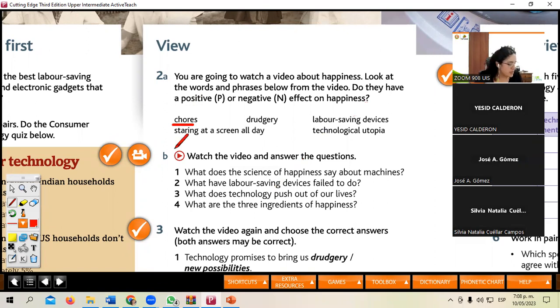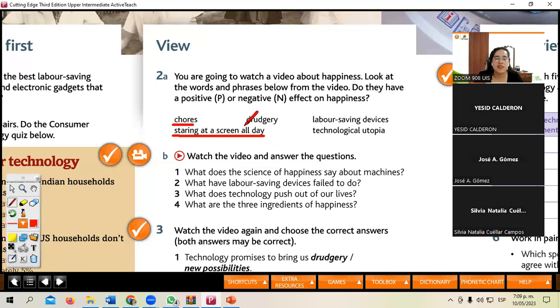Then we have staring at a screen all day. What is this? If I am this all day, I'm staring at the screen, okay? Mirar, la palabra stare es mirar fijamente algo, ¿no? Entonces, mirar una pantalla todo el día. Staring at a screen all day.